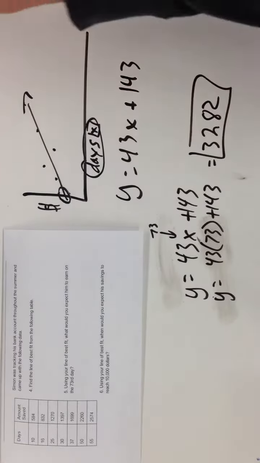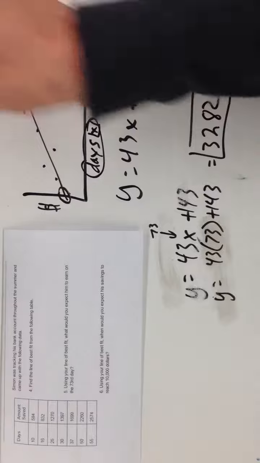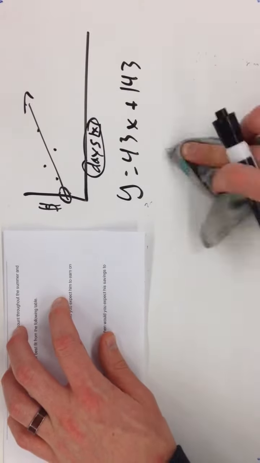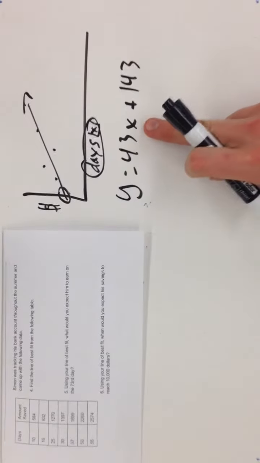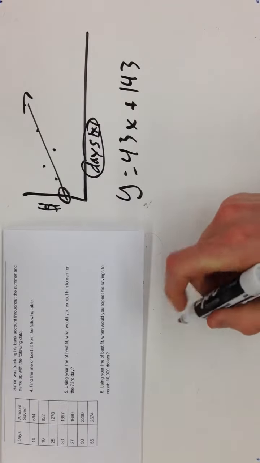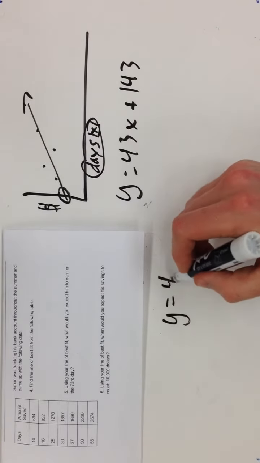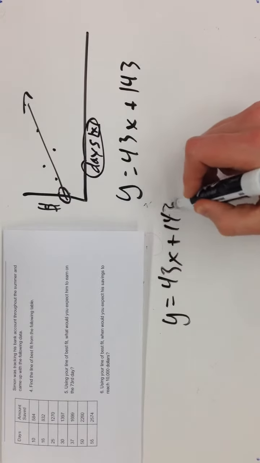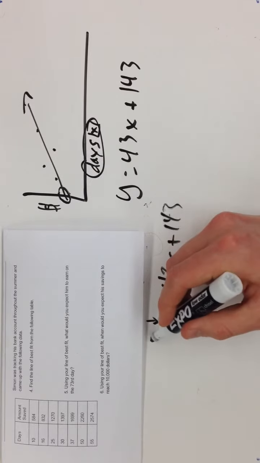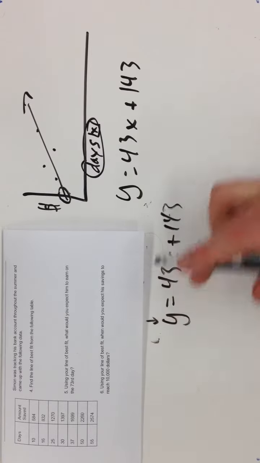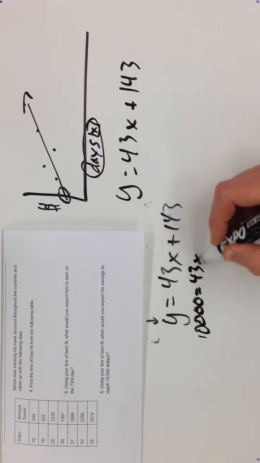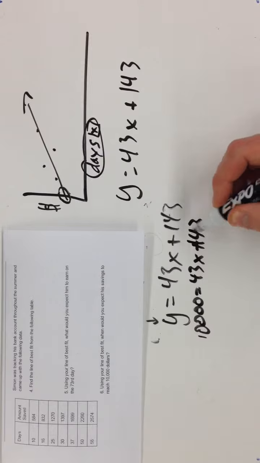Now, equations are awesome because, like I said, we can do them both ways, right? So if we know the days, we can just plug in for x. If we want to do vice versa, now we know that we have $10,000, so we have y equals, we can do this all from our line of best fit. If we have $10,000, we can plug in for our y to get our x out. So that's 10,000 equals 43x plus 143.